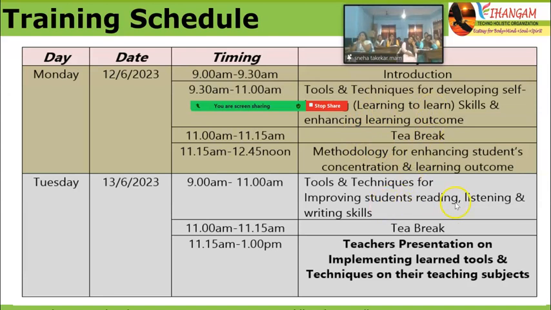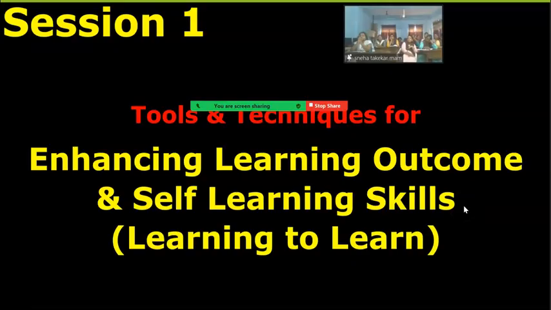I will take reading, listening and writing skills. A little bit of change I have done. So these are the tools and techniques for improving students' reading, listening, and writing skills. And to improve reading, listening, and writing skills, we will of course use the tools and techniques we discuss in the first session. So let us start with the first session: how to enhance learning outcome.